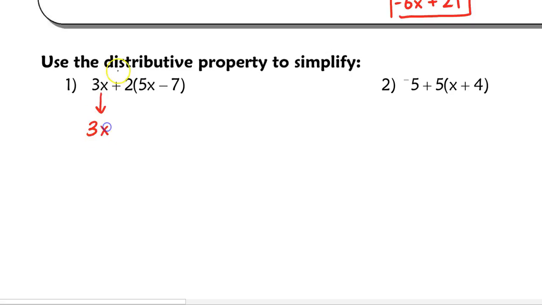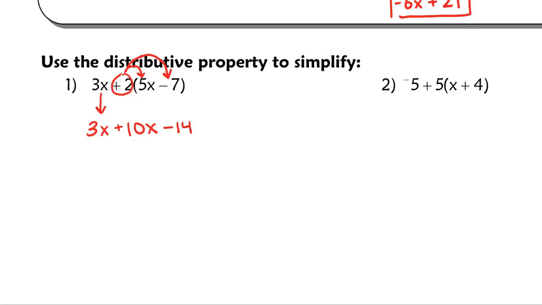And then I'm going to work on distributing this +2 to both terms. So I know I need to multiply the 5x and the -7. So when I write 2 times 5x, that's a positive, so I'm going to write plus 10x. Okay, so this term is just going to stay positive, so I write plus 10x. And then +2 times -7 is -14, so I'm just going to write -14.